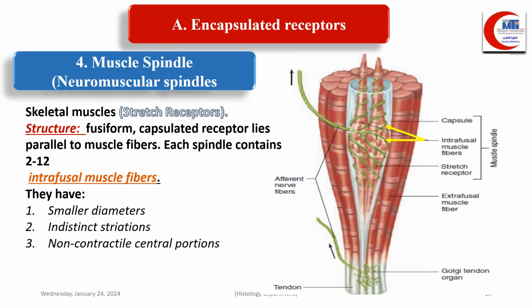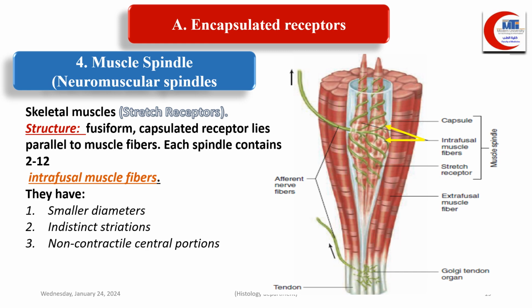What about the structure? It is fusiform in shape, as I can see here. It is a capsulated receptor, yes, because it's covered by a capsule, lying parallel to the muscle fibers. Each spindle contains 2 to 12 intrafusal muscle fibers inside.